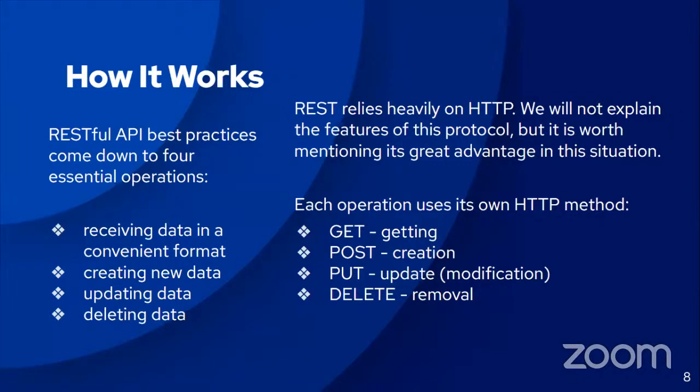REST API relies heavily on HTTP, hypertext transfer protocol. Basically, it uses four methods: the GET method, the POST method, the PUT method, and the DELETE method. GET is for getting resources. POST is for creating resources. PUT is for updating or modifying resources. Then DELETE is for removal of resources.